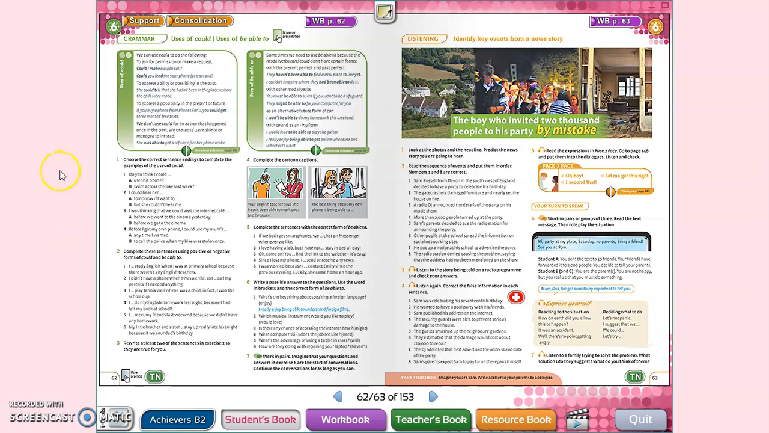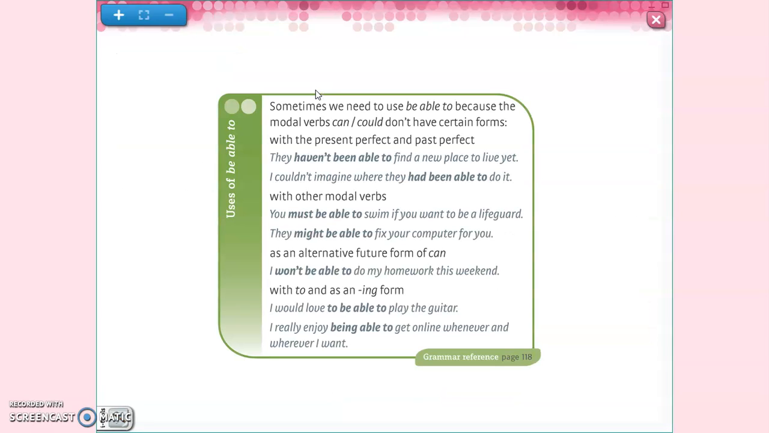So the second part of the grammar, the complement, is right here. So let's go with it. It says uses of be able to. Sometimes we need to use be able to because the modal verbs can or could don't have certain forms with the present perfect and past perfect. They haven't been able to find a new place to live yet. I couldn't imagine where they had been able to do it.